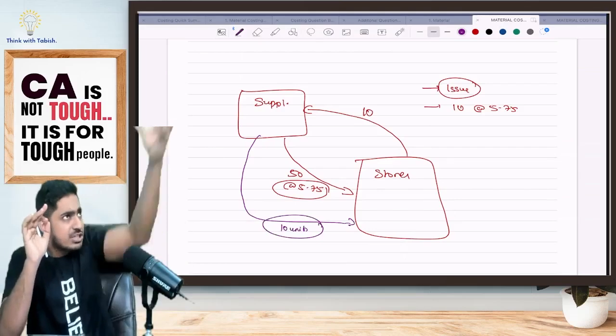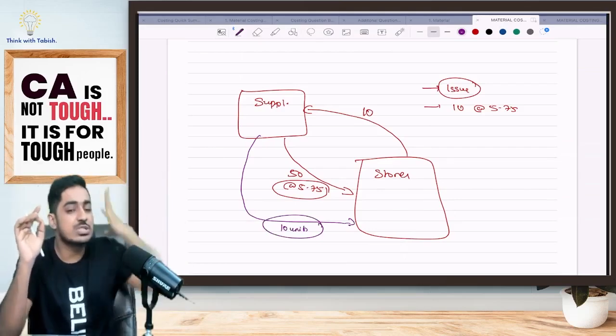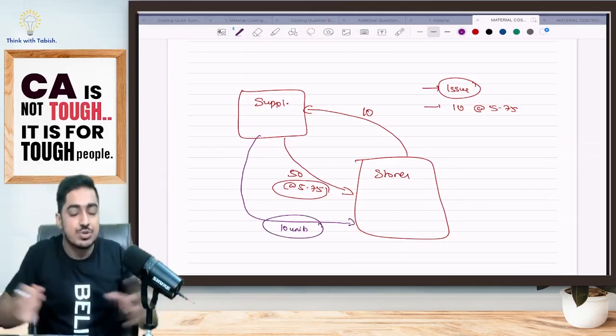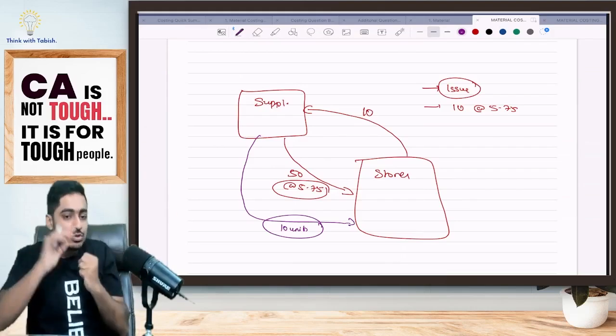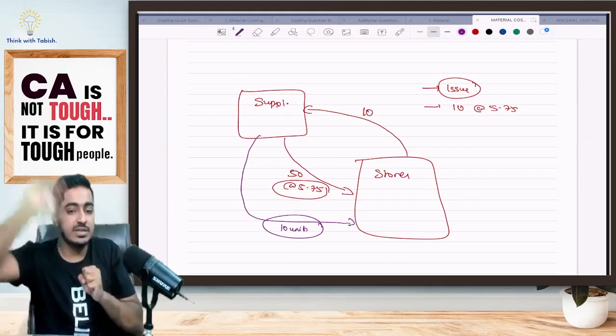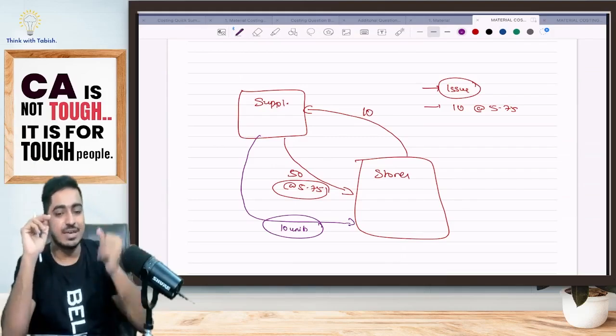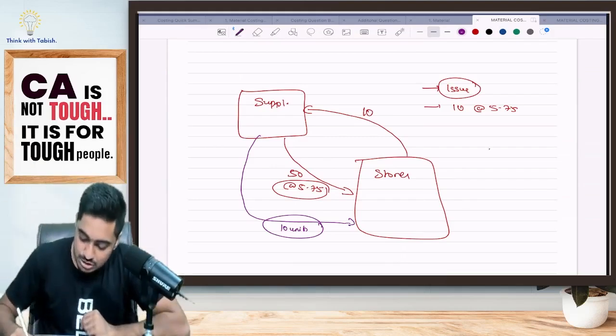I am receiving fresh goods. What is happening in stores? Whether goods are coming into stores or going out of stores: receipt, issue. Sir, simple, we are receiving the goods. Okay, boss, so it will come under the receipt column. How much quantity, students? 10 units.